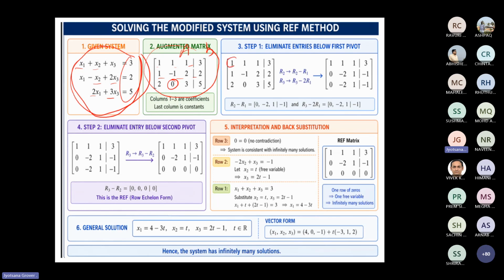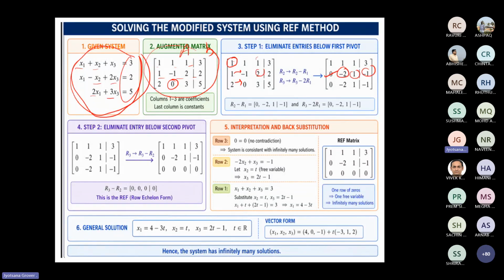Now, again, we have to convert it into REA form. So this is the pivot variable, which is the leading element of row 1. Then convert this entry to 0, this entry to 0. R2 is R2 minus R1. 1 minus 1 is 0. Minus 1 minus 1, minus 2. 2 minus 1, 1. 2 minus 3, minus 1.